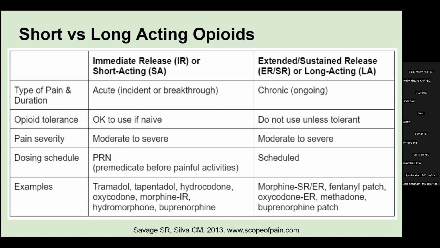versus the extended or sustained release or long-acting opioids. And this is really reserved for chronic or ongoing pain in people who are opioid tolerant. So you never want to start with this. You always want to start with something short-acting and then see how much they're going to need. And this, again, is for moderate to severe pain. Dosing is scheduled rather than PRN because it takes at least an hour for the dose to kick in usually. And then examples include morphine SR, ER, fentanyl patch, oxycodone extended release, methadone, buprenorphine patch.